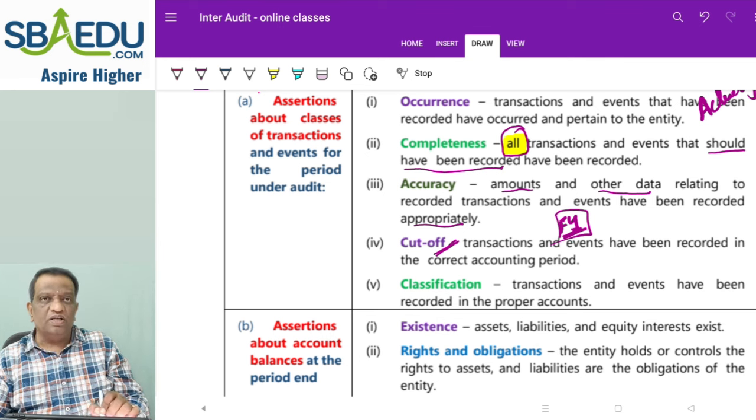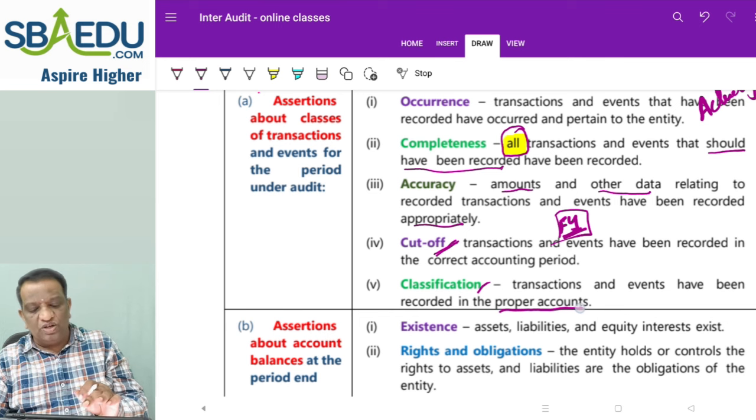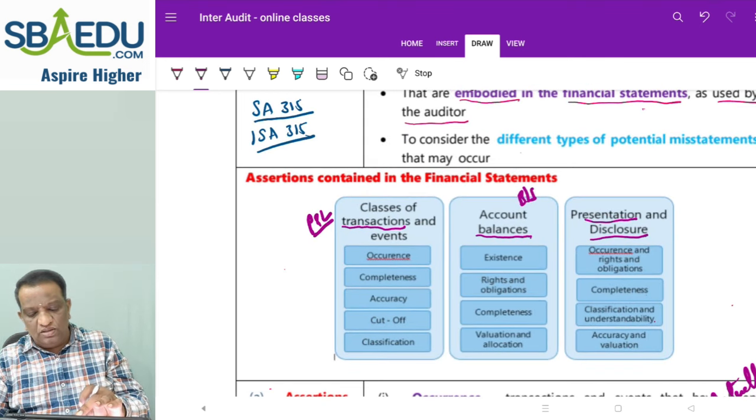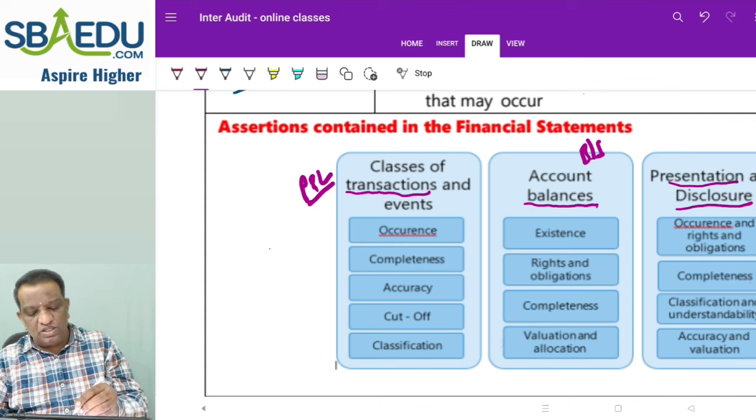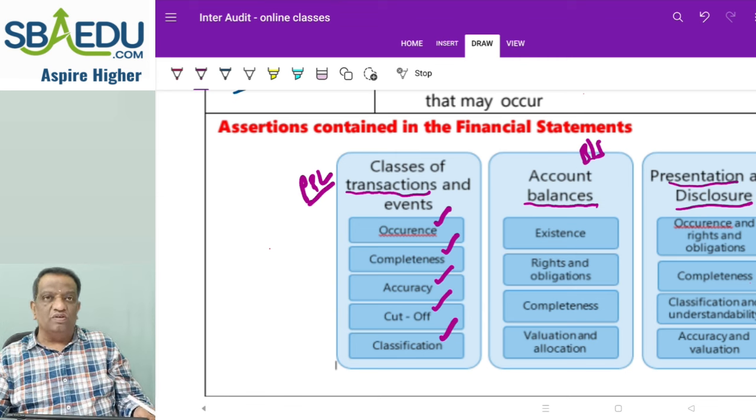The transactions have been bifurcated properly between the financial years, taking the cutoff. Then classification, that is the transactions have been taken to the proper accounts. So if I go back and look at it, what are all the assertions relating to the transaction? The transactions have really occurred, all transactions have been taken into financial statements, and the amounts they have taken are accurate, and the cutoff procedures have been properly taken care of, that is the year-end transactions, and the classification is to the proper heads of account. This is what the management is trying to tell the readers.